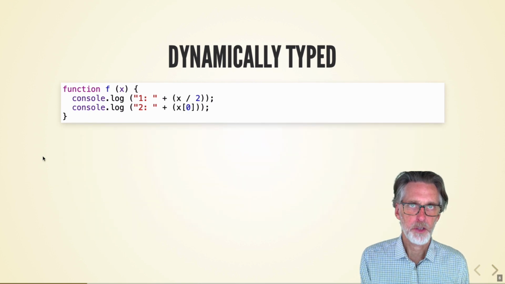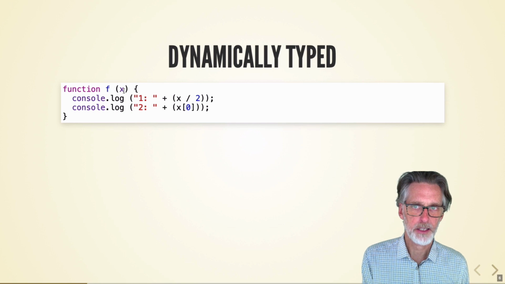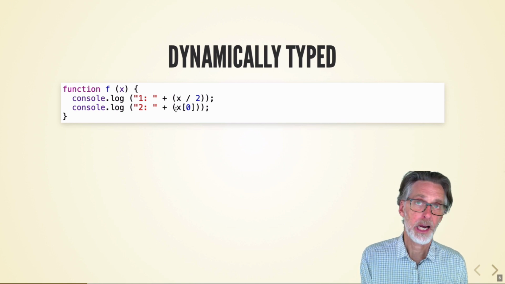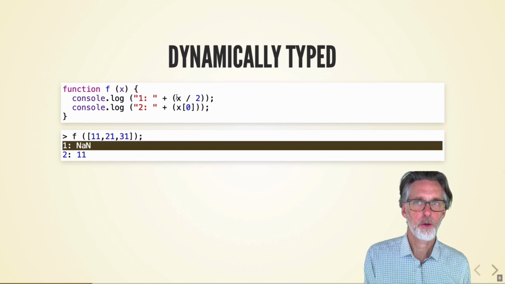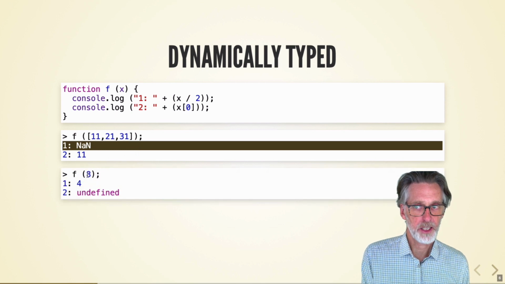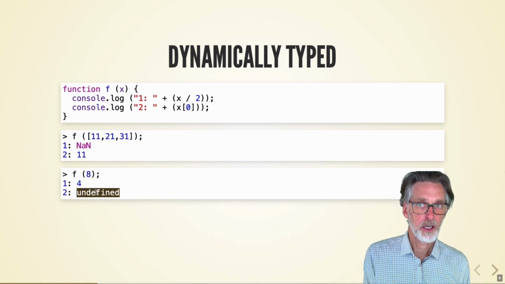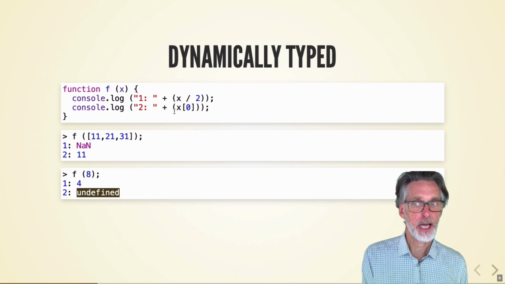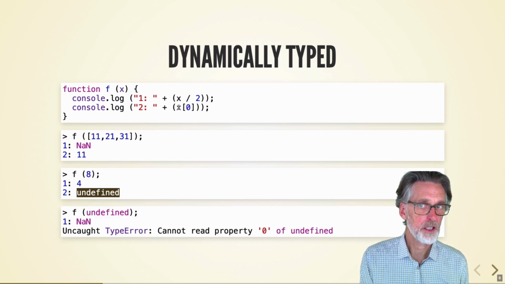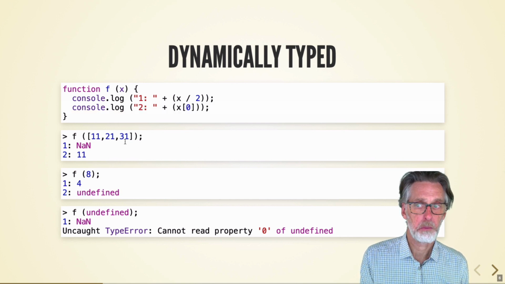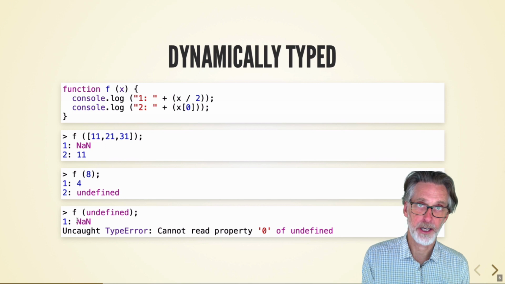The same kind of thing happens with arrays. So here's a function which takes x and attempts to both divide it by 2 and access it as an array. So if I pass an array, the first expression gives me not a number. And so an array divided by 2 is not a number. If I invoke the function with an integer instead, the division works fine, but the attempted access into it as an array gives me undefined. Only if x itself is undefined will I get an actual exception on line 2. Note that undefined divided by 2 is simply not a number.